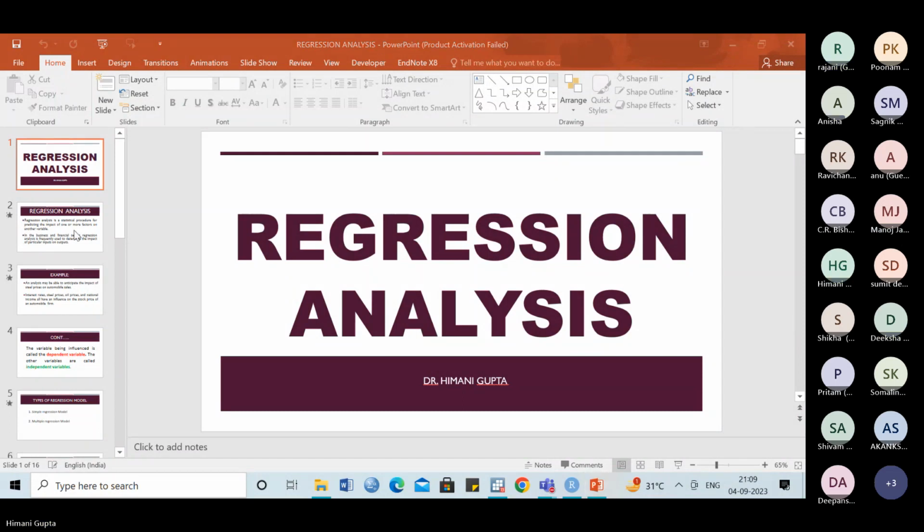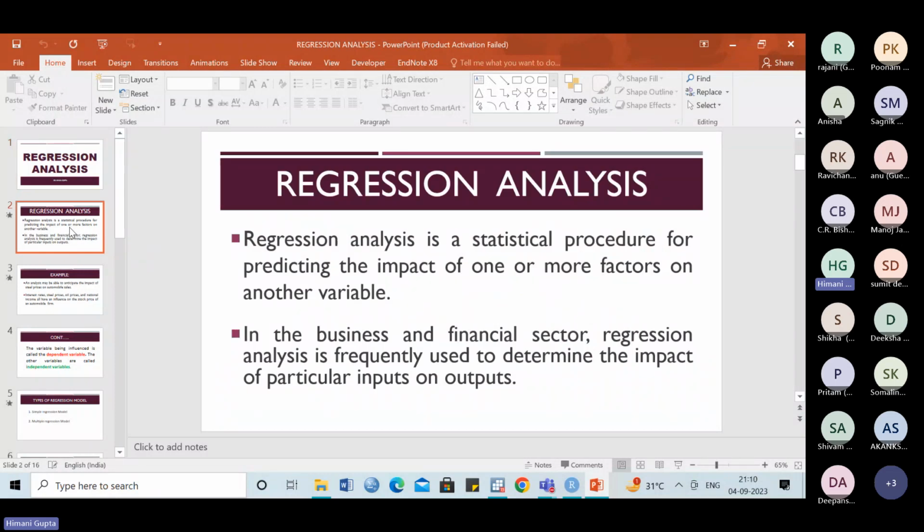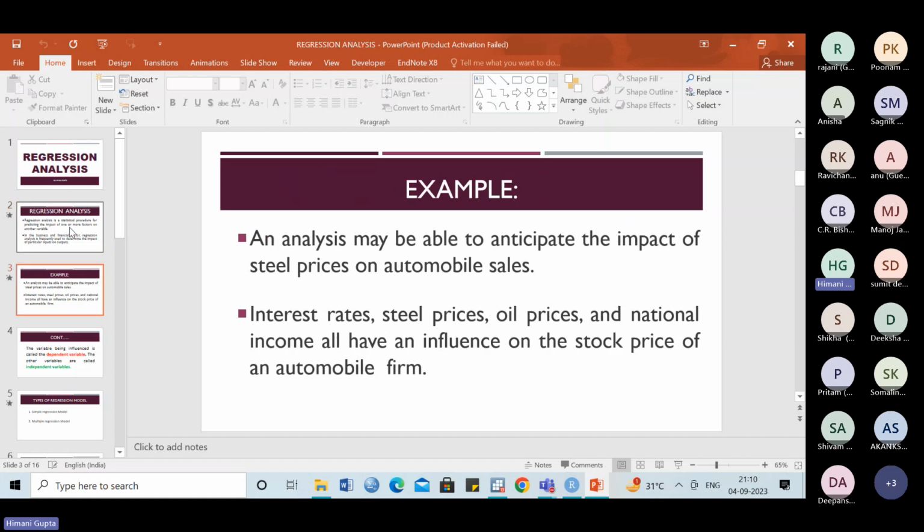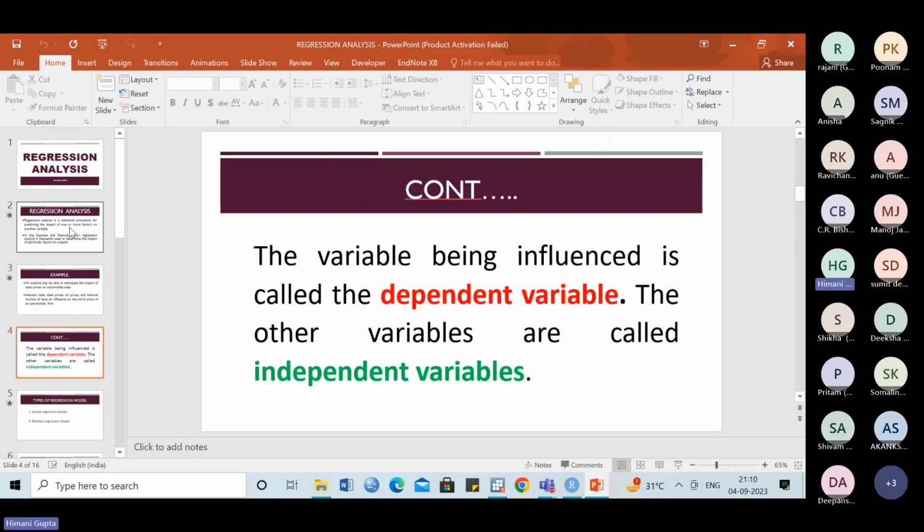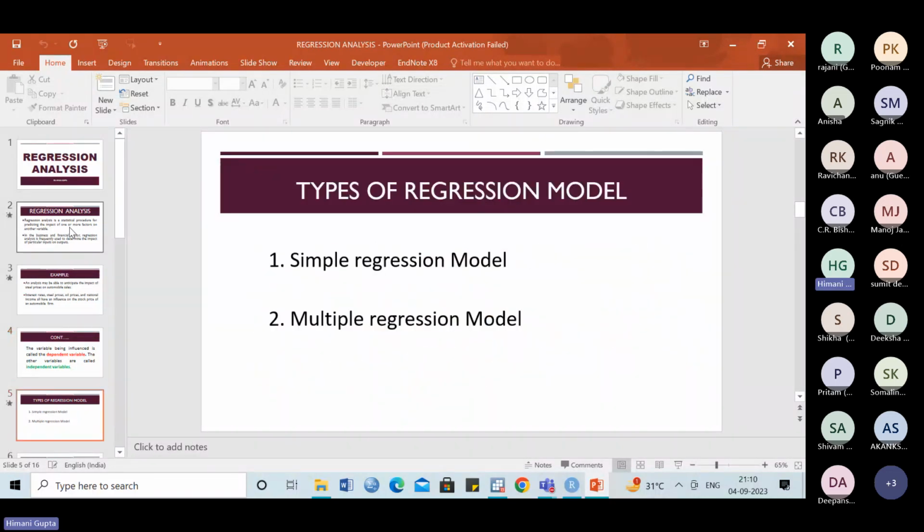Okay. Yesterday, we did simple regression. That means we have two types of regression: one is simple regression and one is multiple regression. We did that the variable that is influenced is known as the dependent variable, and the other variable is known as the independent variable. Simple regression means bivariate regression, and multiple regression means there are more than two variables. One will be your dependent and more than one will be your independent.